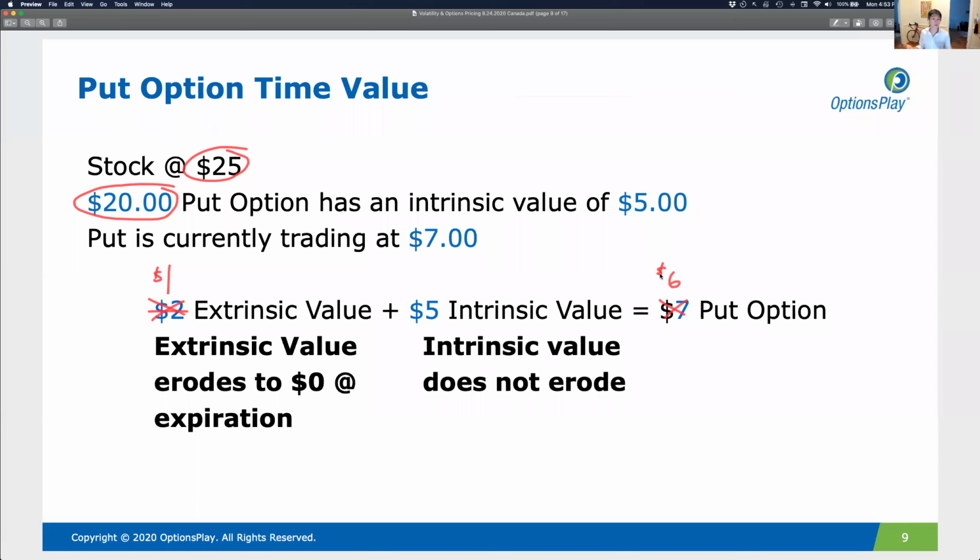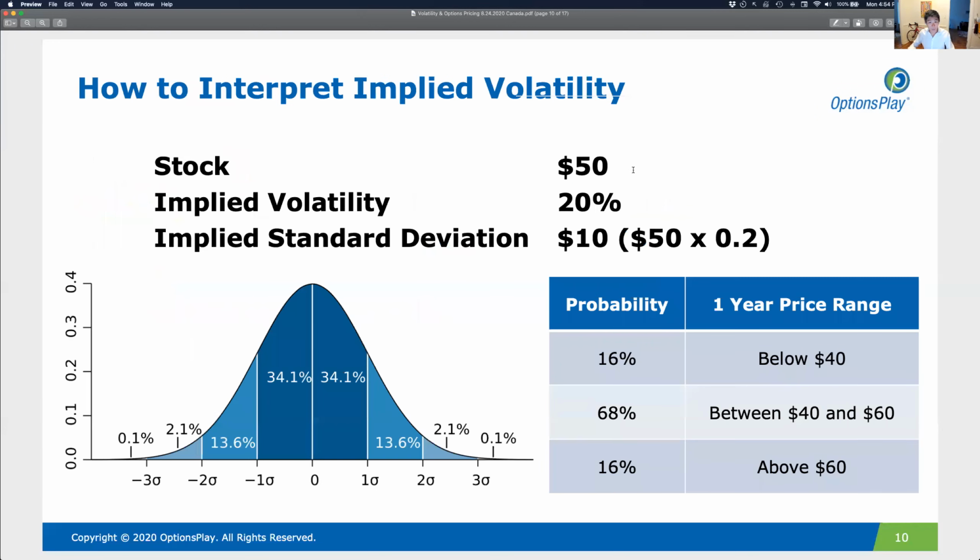Now, in reality, things aren't always held constant, which is why, instead of just looking at the extrinsic value of an option, we look at the implied volatility of an option, because that normalizes and standardizes everything. So when the value of an option decreases from $7 to $6, that's also at the same time going to decrease the implied volatility. And when this number gets decreased, then the entire implied standard deviation range is also decreased.